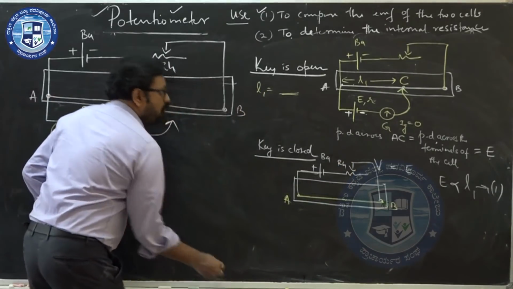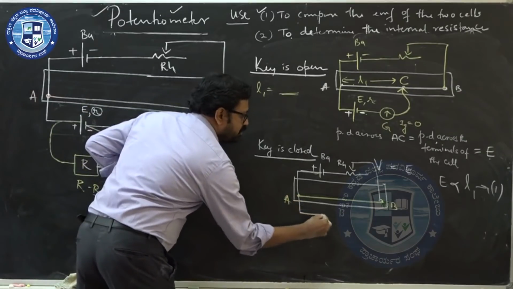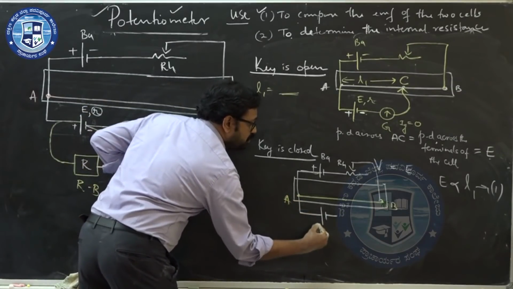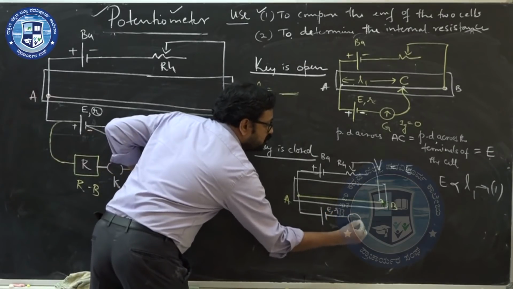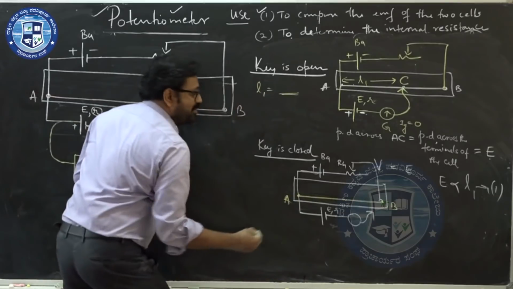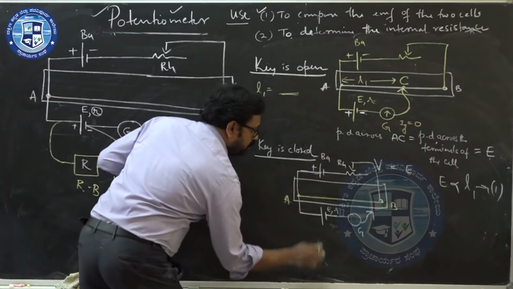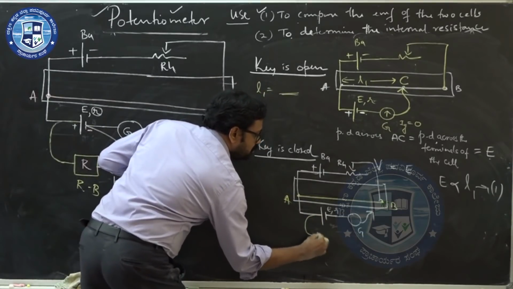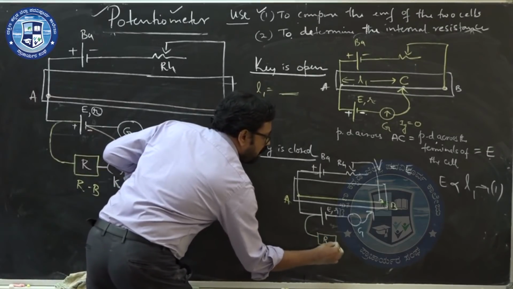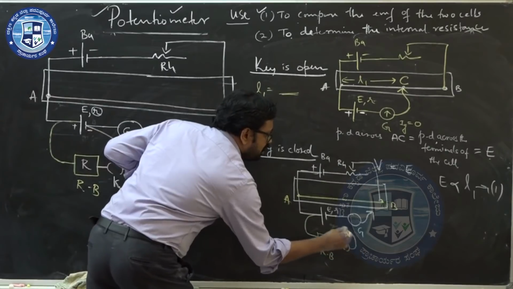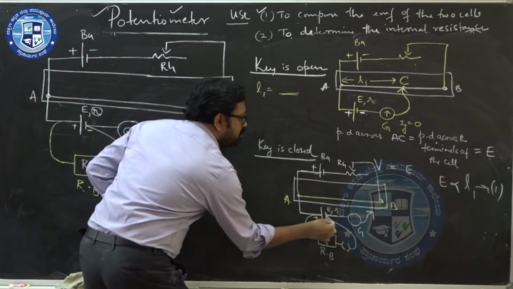Next, from A, I had to give a connection to the positive terminal of the same cell whose EMF is E and internal resistance is small r, connected to a galvanometer, and it is connected to a sliding contact. Then from the positive terminal of the cell there is a connection given to the resistance box where you are going to keep some resistance, and it is connected to a key, and the other end of the key is connected to the negative terminal of the cell.